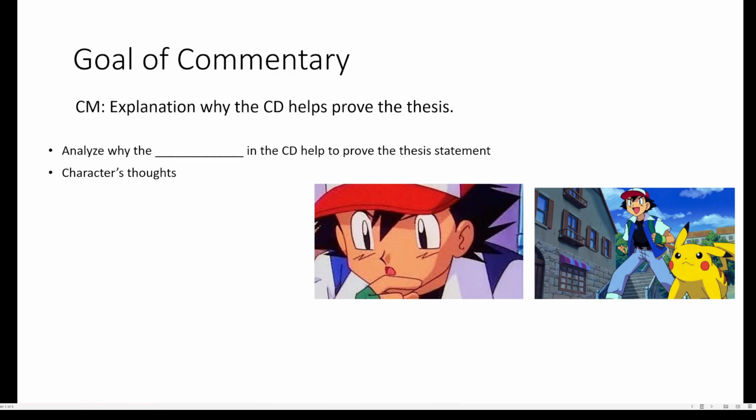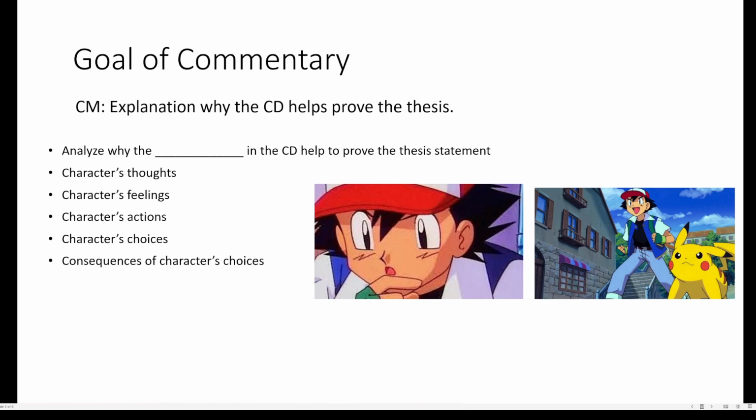And what's in the quotation could be lots of different things. It could be the character's thoughts. Maybe you have a quotation where someone is thinking something in their head. Maybe you have a passage that talks about a character's feelings. Maybe you have a passage that talks about a character's actions, like what happens, what they do in the world, the choices they make, the consequences of their choices, their relationship with others, their experience of change. You can see where this is going. We are looking at what happens in the story and we're explaining why it helps prove our thesis statement. Why does it help prove that something is good or bad for a certain reason?